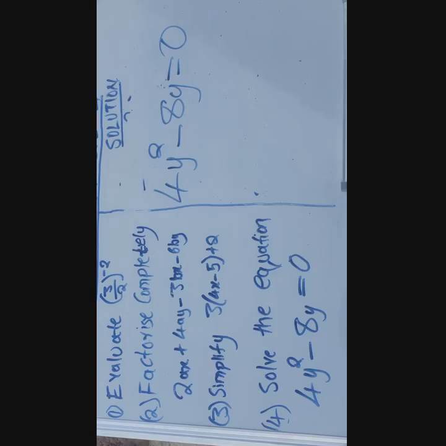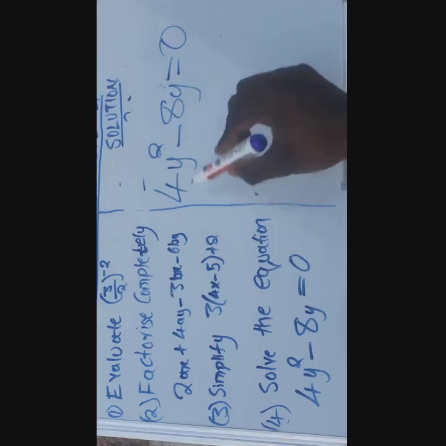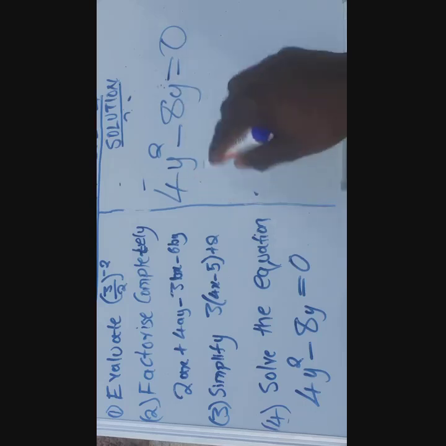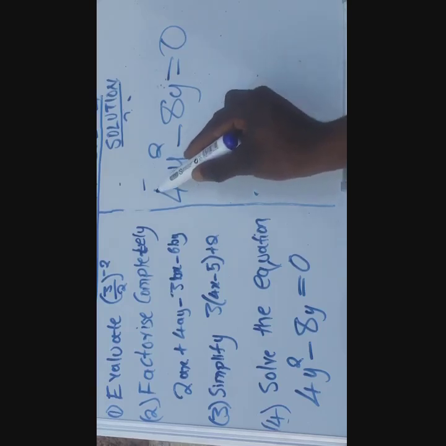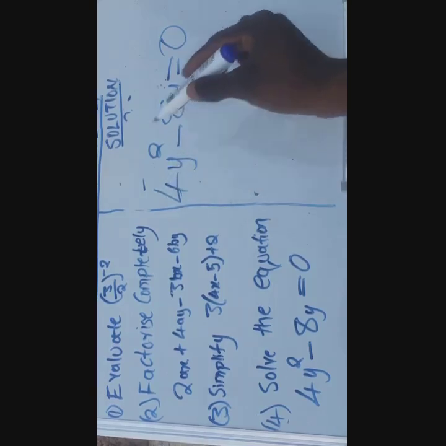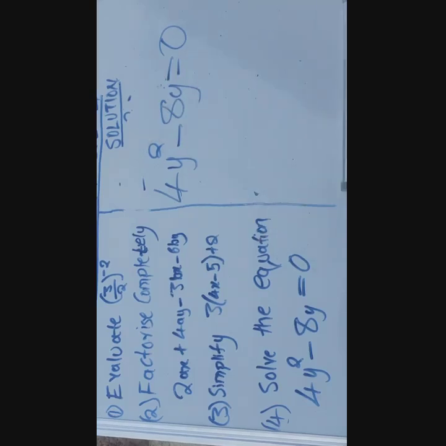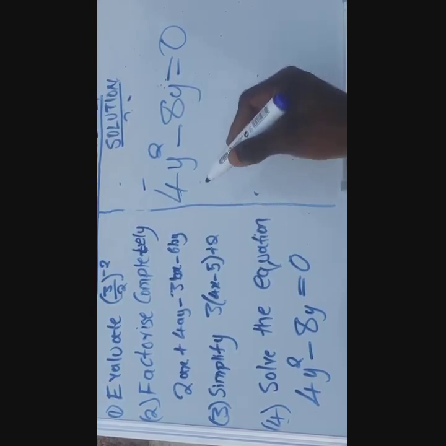So now, how do we solve this equation? The procedure is just simple. The first thing, you have to factorize this equation. You have to factor it out. So how do we factor it out? How do we factorize? The same procedure that we used on question 2. We are going to find the number which can go into both 4 and 8 without leaving a remainder, and this is 4.